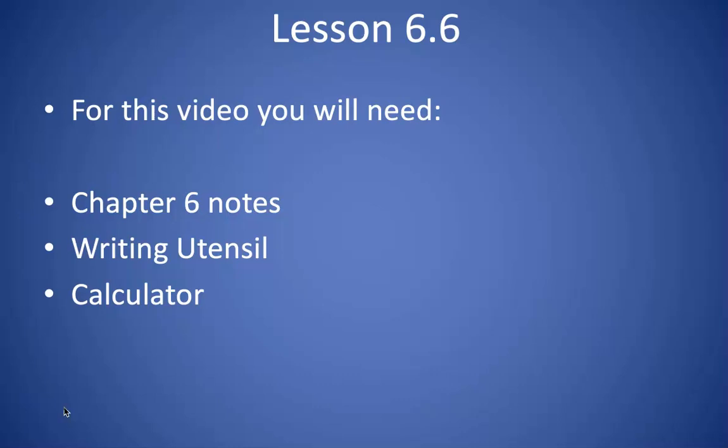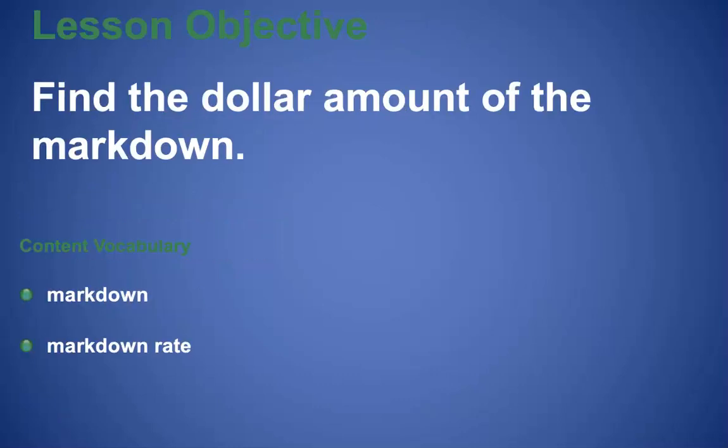This is lesson 6.6, which is on markdowns. For this video, you will need your chapter 6 notes, a writing utensil, and a calculator. So, the objective for the lesson is to find the dollar amount of the markdown.